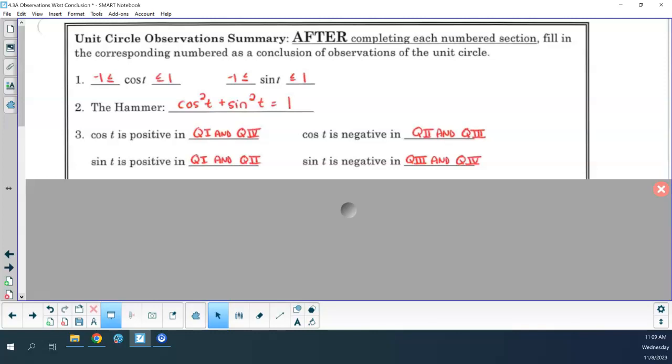So the left half of the unit circle is where cosine is negative. The bottom half is where sine is negative. Quadrant 2 and quadrant 4 are where tangent is negative. Okay? Then in number 4, you learned all about going around the circle more than once.